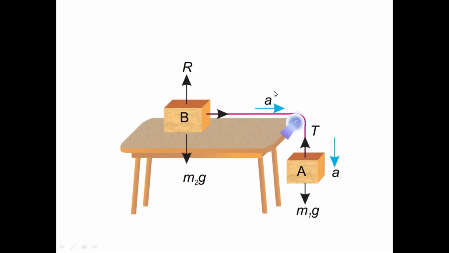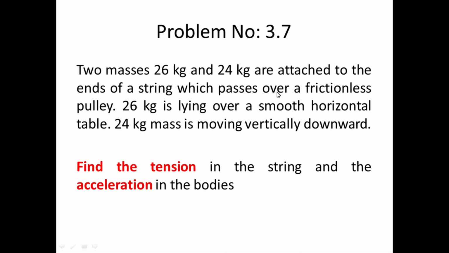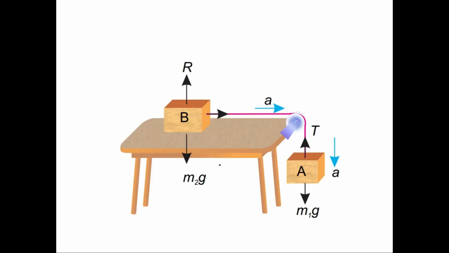So let's see the scenario of this problem. In this problem, as we can see, there are two masses. The first is 26 kg and the second one is 24 kg. 26 kg is lying over the smooth horizontal table, but 24 kg is moving vertically downward. So in this figure, M2 is equal to 26 kilograms, while M1 is equal to 24 kilograms. To calculate the acceleration in these bodies, we use the formula a is equal to M1 divided by M1 plus M2 multiplied by g, the gravitational acceleration.